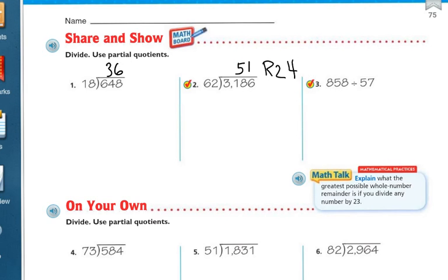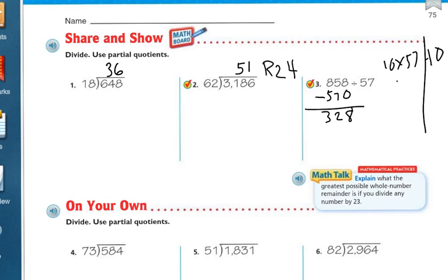Okay, the last problem I'm going to do with you is 858 divided by 57. So I'm going to start with tens. 10 times 57, right? So I'm going to use 10 as my partial quotient. 10 times 57 is 570. So I'm going to subtract. I get 8, I get 2, and I get 3. I can't do another 10 because it's not going to go into 328.